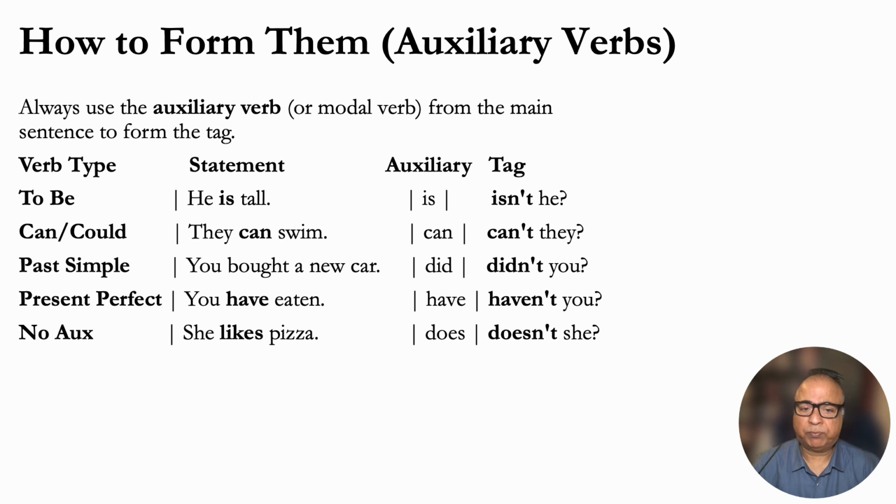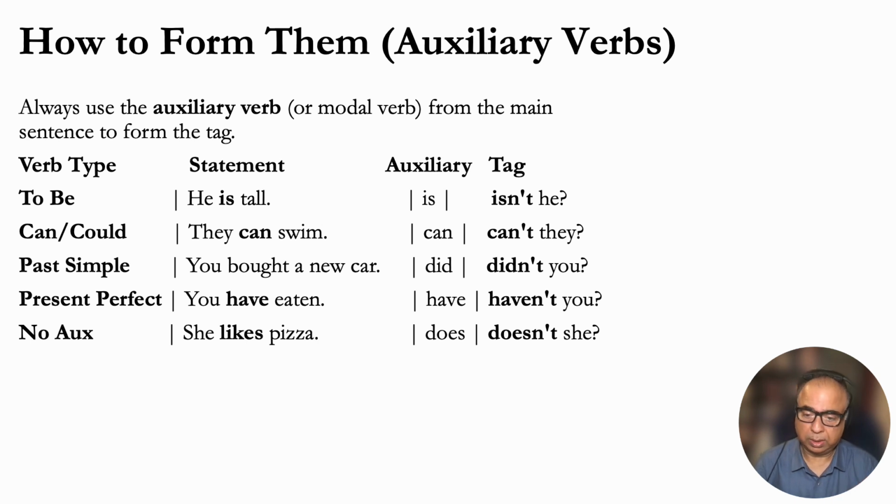So how do we form tag questions with auxiliary verbs, right? To be, like is, am, are. He is tall. Isn't he? Can, could. They can swim. Can you swim? Yes, I can. No, I can't.